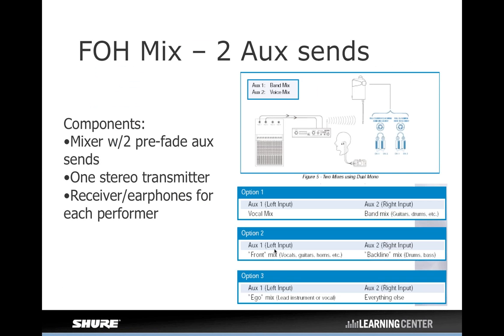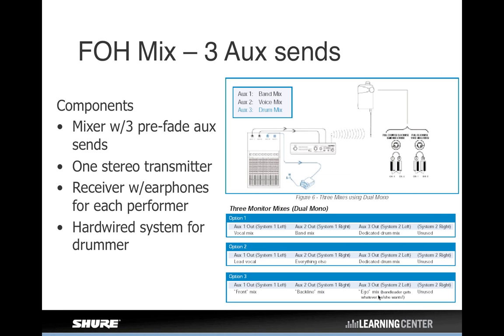So here's a few examples, just to blow through these quickly and see how these can play out. Again, assuming we're doing a single transmitter mix mode type of situation, so two mono mixes. Option 1, like what we already showed, a vocal mix and a band mix. But maybe you could do lead instruments, vocals, guitars, horns on one side, and backline, drums, bass on the other side. Option number 3, the ego mix, right? Just one source, lead singer, lead guitarist, whatever, on one side, everything else on the other side. There's a couple different ways to configure that.